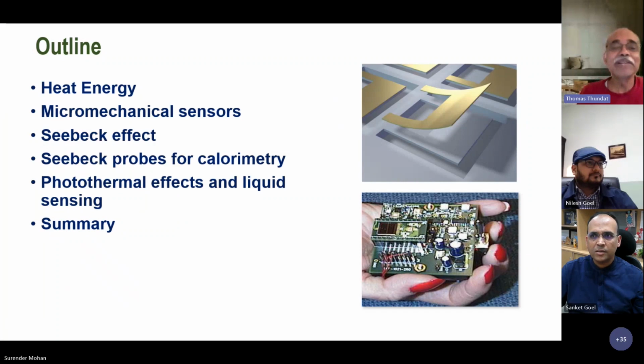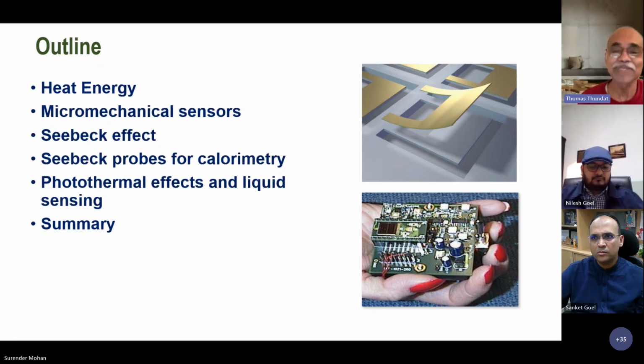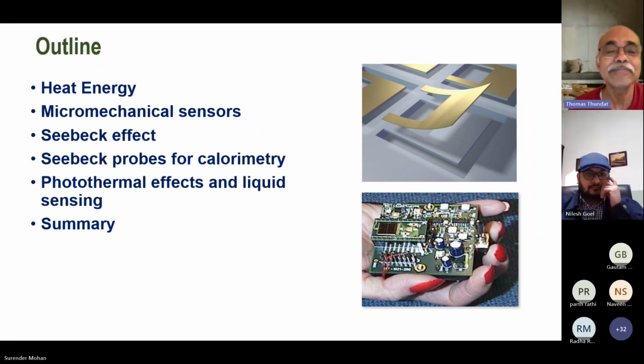Okay. So outline, I will talk about the heat energy, micromechanical sensors. Then talk about the Seebeck effect and Seebeck probe for calorimetry and the photothermal effects for liquid sensing and summarize my talk here. The next slide.